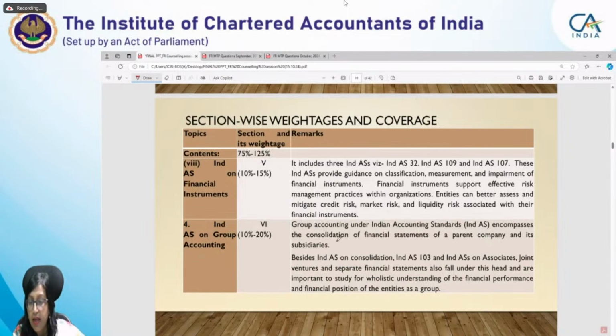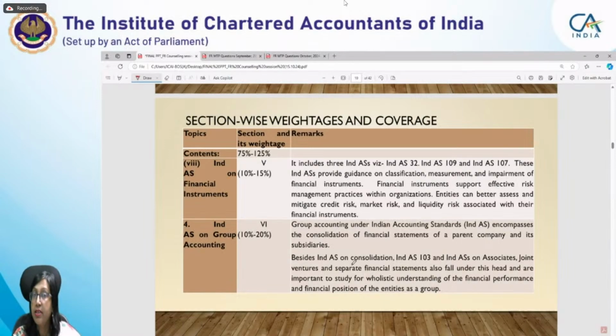Then we are moving to our section 6, that is on group accounting. Here we have business combination, consolidated financial statements, separate financial statements, and associates and joint venture accounting. One question of 14 marks, a combination of business combination with consolidation or consolidation with associate equity accounting, may be asked in your examination. Most probably it will be business combination along with consolidation.